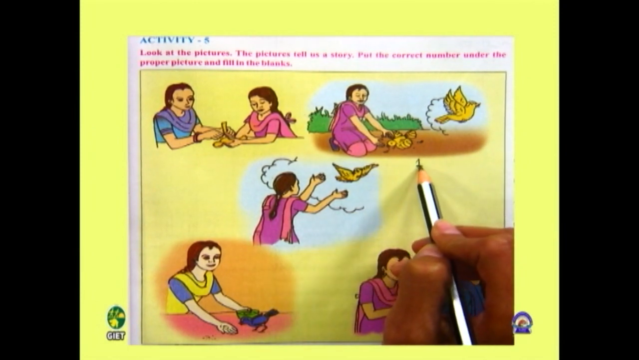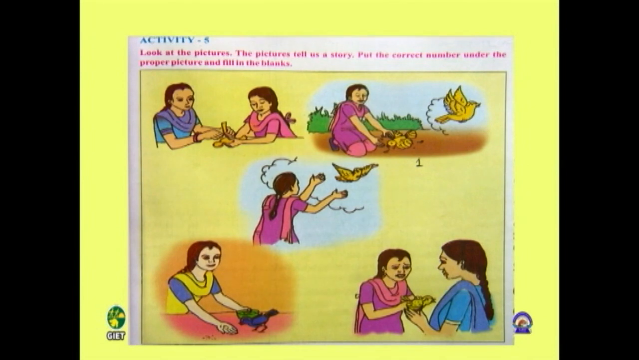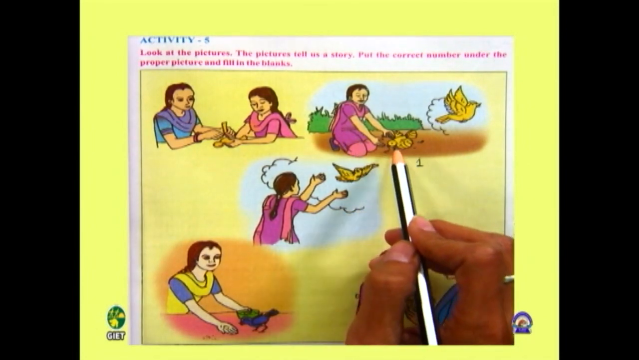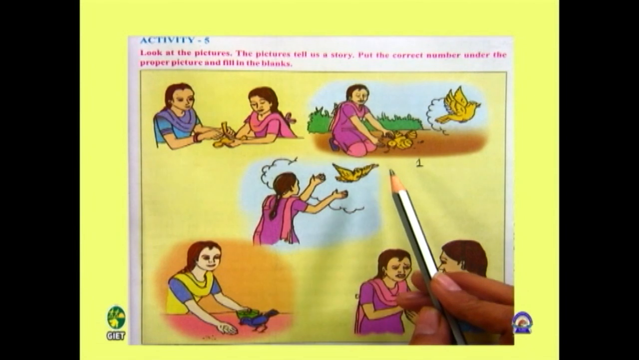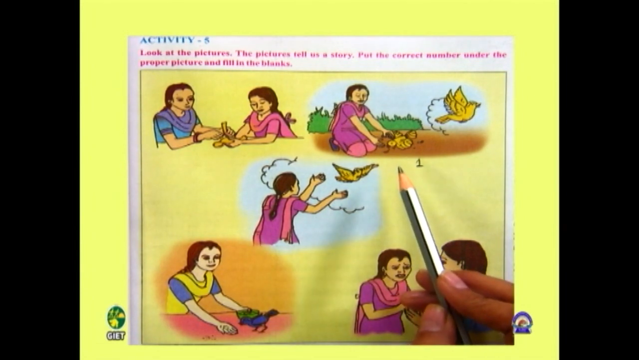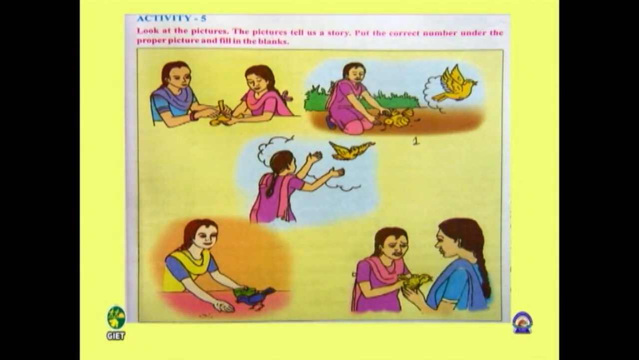Number 1. First we can say that a girl saw a wounded bird. Very good. So now identify the second picture. What did this girl do after seeing this wounded bird? Yes, you are right. The girl is showing this wounded bird to her mother. So write down number 2 below this picture. The girl went home and showed the bird to her mother.